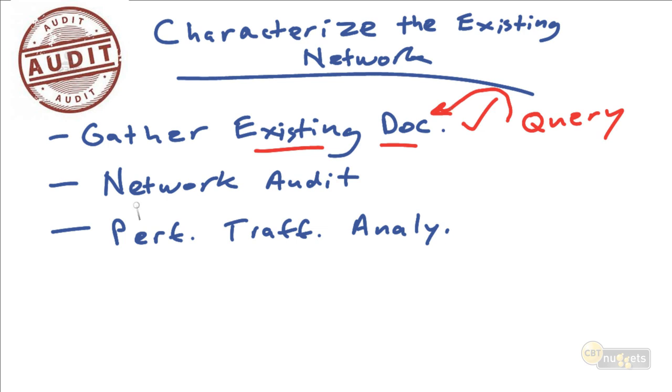Then we're typically going to perform some type of a network audit using tools that they possess and tools that we bring in. Both of those potentially could be used, our tools and their tools. And we'll talk and give examples about tools later on in this nugget. And then finally, we might even have to get out a traffic analysis tool and actually perform some traffic analysis against their network to ensure that we have adequately and accurately categorized it and characterized it.